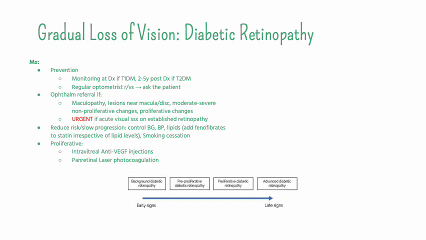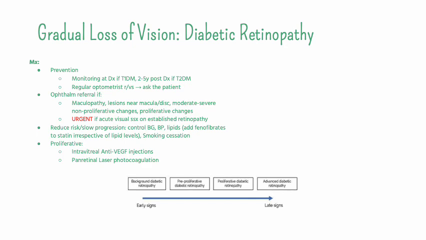So this includes monitoring of the diagnosis and regular optom reviews. Ask the patient in your history when the last time they visited the optometrist was, as most patients with diabetes should know that they do need to visit them regularly. Ophthal referral can be considered if there is maculopathy, lesions near or around the macula or the disc, moderate to severe non-proliferative changes, and proliferative changes. These are typically made by the optometrist, as they will be the ones mainly reviewing the patient's eyes.